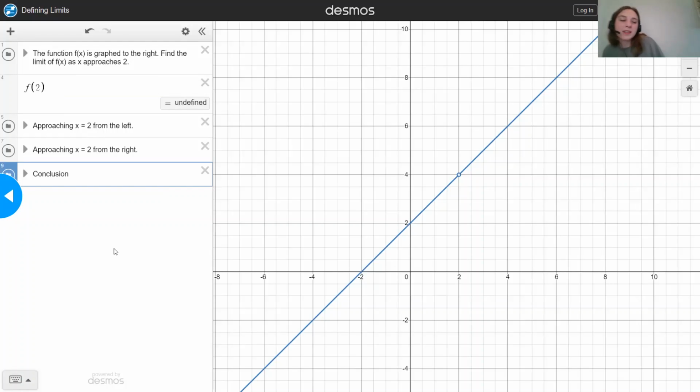Let's look at a problem on Desmos graphing calculator. It reads, the function f of x is graphed to the right. Find the limit of f of x as x approaches 2.